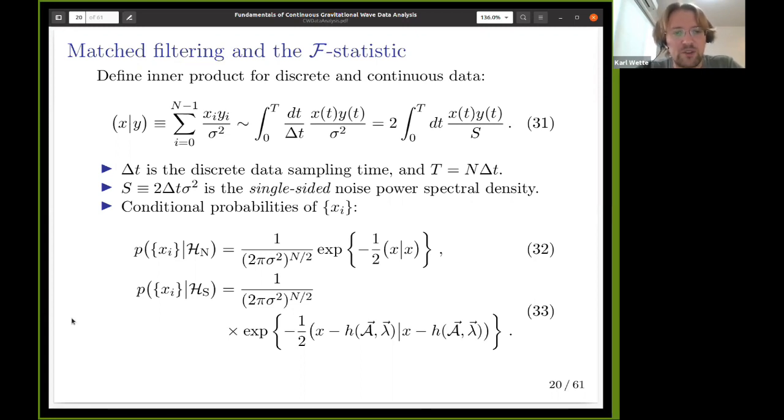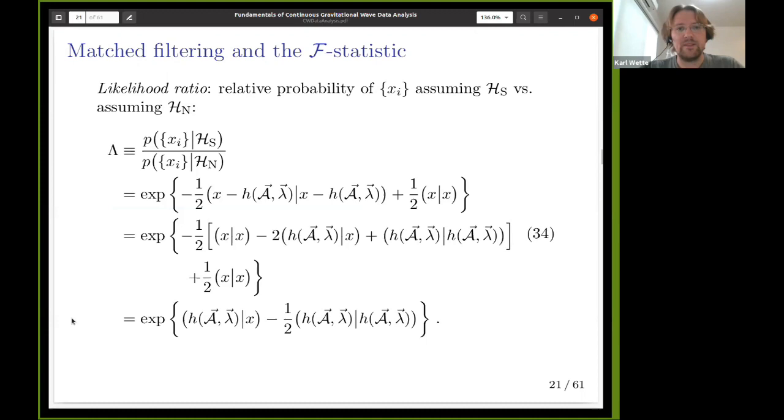Then we can rewrite those conditional probabilities in a slightly more compact way in equations 32 and 33. From there, we can take what's called the likelihood ratio, which is basically the ratio of those two probability distributions: the probability of assuming the signal versus assuming the noise. Working through the math and expanding out the inner products, various terms cancel out. On the last line, you have one term which is the inner product of h with x, and a second term which is the product of h with itself.